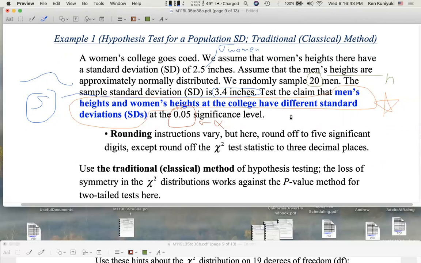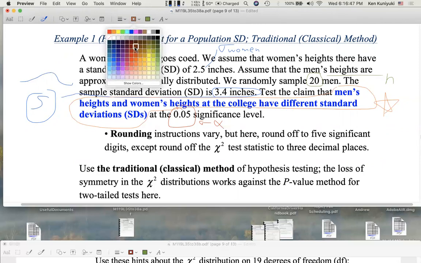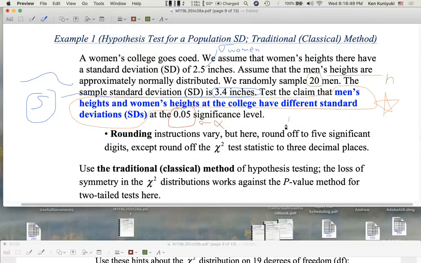Anyway, now there's a way of reframing this, right? So how can we think about this in terms of sigma, or maybe sigma sub men? Sigma is sigma sub men. Sigma sub men is what we're calling sigma, okay? Now, the claim here is that men's heights and women's heights have different standard deviations. So the claim here is that sigma is not sigma women, which was 2.5 inches.